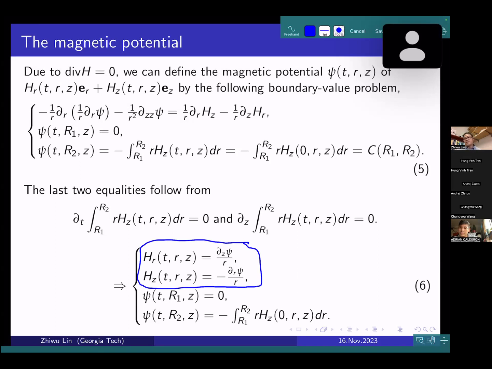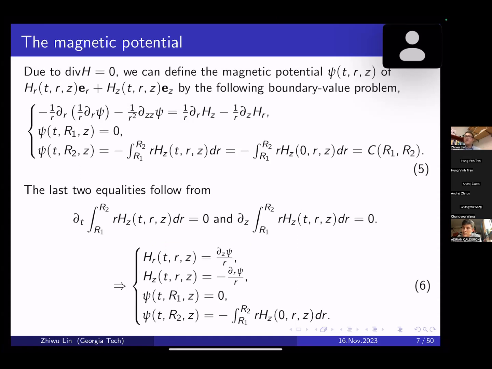It's sort of like the stream function for the velocity, so you just take an analog. This magnetic potential is used to generate the R and Z components of the magnetic field, because the magnetic field is divergence free. So it's also true for the R and Z components, they are divergence free. That's why we can use a magnetic potential to generate it. Okay, so this is the magnetic potential.